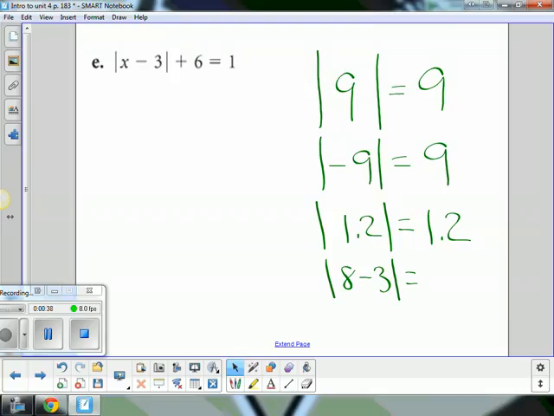Is it 5 or is it 11? Does the absolute value have the authority to tell a subtraction problem to be addition? No, it doesn't have that authority. It can't make subtraction become addition. It doesn't change operations. It changes the sign of the answer you get. So the absolute value of 8 minus 3 is the absolute value of 5, which is 5.